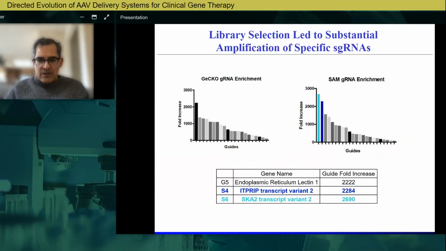We can then use Illumina to sequence the guide RNAs and determine by what factor they were enriched during the selection process. So you can see here, again, focusing on the transcriptional activation screen, we had genes including things like ITPRIP or SKA2, which I hadn't heard of before doing this screen. Again, that's the beauty of a non-biased screen. You're surprised. And ITPRIP is an inositol triphosphate receptor interacting protein. SKA2 is spindle and kinetochore associated protein 2. And these, it turns out, play a role in calcium signaling inside of cells and in the process of mitosis.